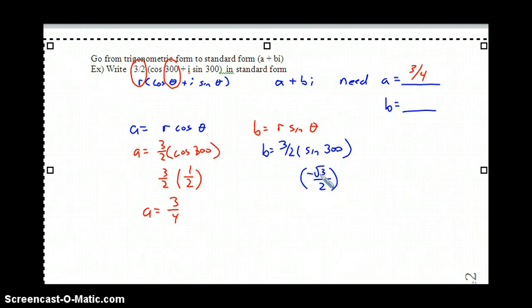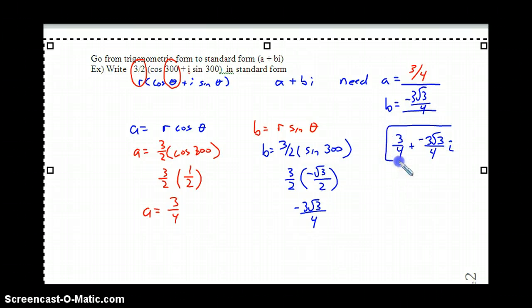If I use my calculator, I'm going to get the decimal equivalents, and I don't want that. I want to give exact answers whenever possible. So multiplying this out now, I'm going to get negative 3 square roots of 3 over 4. So my answer in standard form would be 3/4 plus negative 3 square roots of 3 over 4, and then don't forget to put the i at the end.